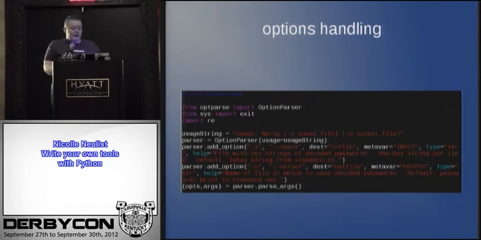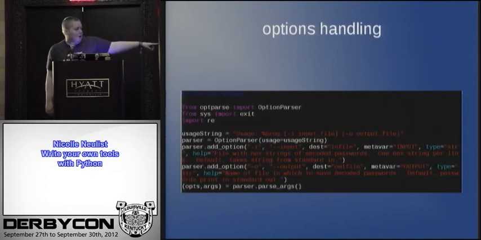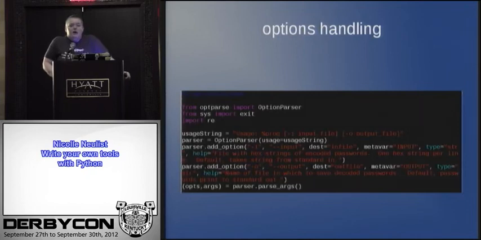Defines it as a string, and then there's a help string that just says, file with hex strings of encoded passwords, 1 hex string per line. Default takes strings from standard in. And then the second option is file out. And then opts, args = parser.parse_args. That's just telling the option parser module, okay, look at the line, look at what was given as -i, -o, etc., and parse it for me.